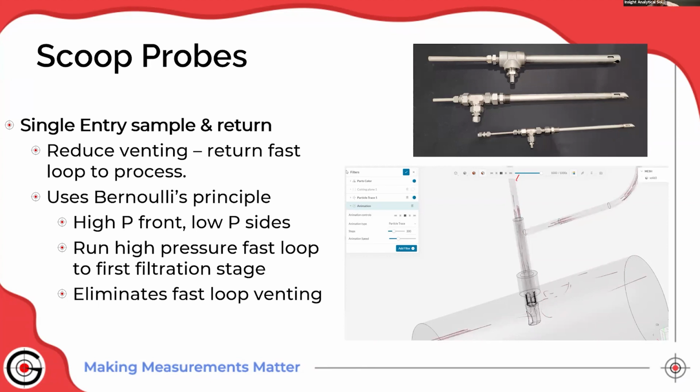This can allow us to sample a high pressure fluid like natural gas and return it back to the process instead of venting it to atmosphere. And the important part of that is, of course, that people have said that methane emissions contribute to global warming. So whether you're a believer in all of that or not, people want to reduce their methane emissions. And this allows us on the natural gas side to create a fast loop that returns back to process.